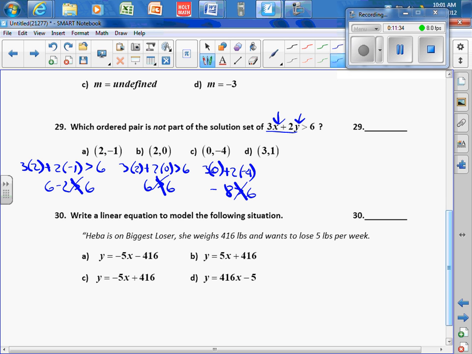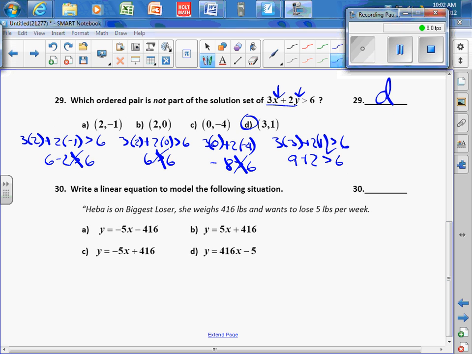Let's go ahead and test this just to make sure that we didn't make a mistake somewhere along the way. 3 times 3 plus 2 times 1 is greater than 6. 9 plus 2 is 11, is greater than 6. That checks out. The answer is D. Just brought to my attention that the question said which one is not. We're going to take that word out because D is the one that does work. So we're good with the answer D there.